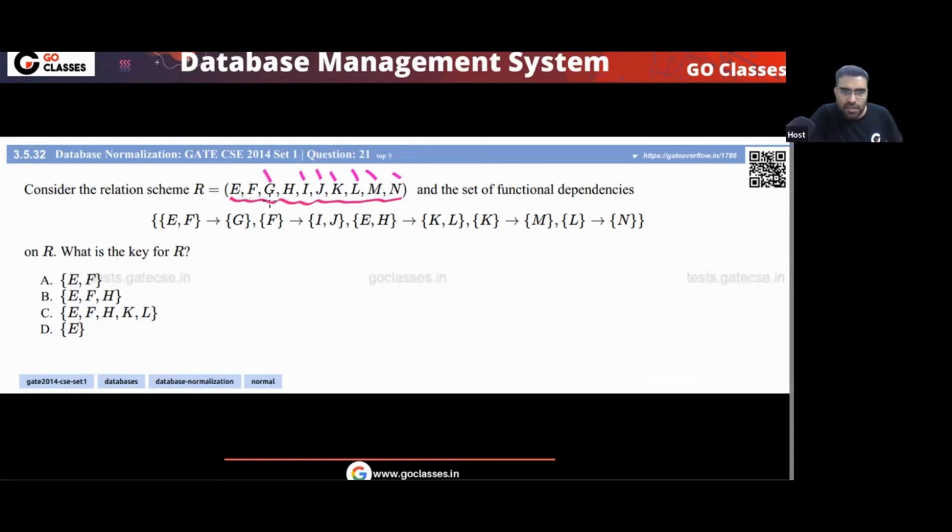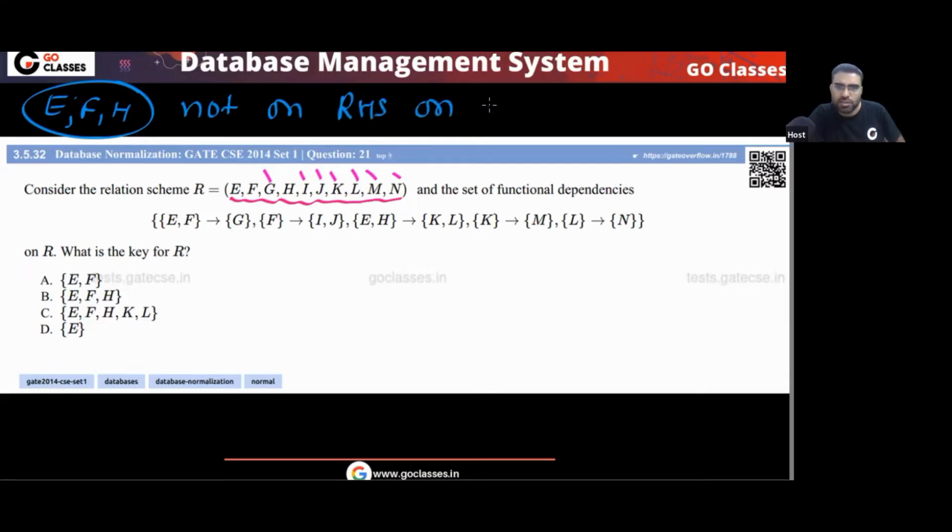So you can see that E, F, H do not appear on RHS, right? These attributes, E, F, H, are not on RHS of any functional dependency. So who can determine them? Only they can determine themselves. EFH can determine themselves.